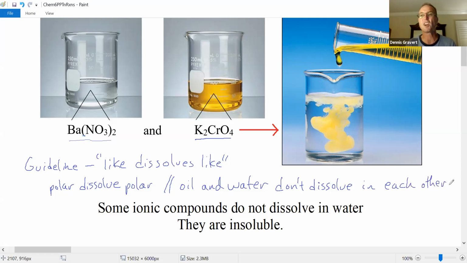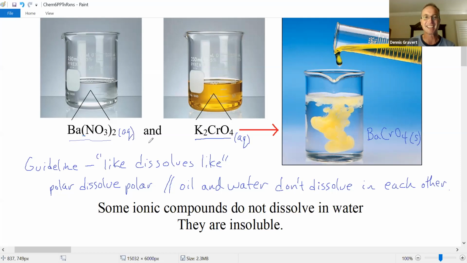Okay, so that was a very general guideline. It's not perfect. It's just a guideline. And it turns out there's several cases where it's incorrect. And here's a case in point. In a minute, we'll explain how we know that this cloud of little precipitate particles is formed from the ionic compound barium chromate. It's a solid, not aqueous, like these other two. These are aqueous. They're dissolved in water.